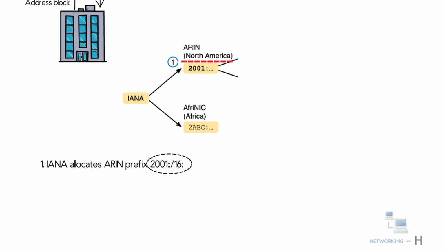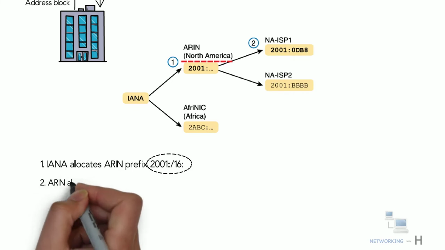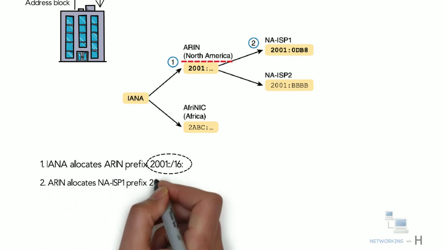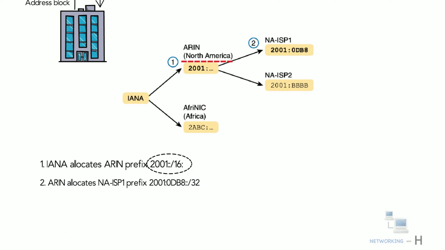Step 2. ARIN allocates North American ISP1 prefix 2001:0db8::/32. That is, North American ISP1, an imaginary ISP based in North America, asks ARIN for a new IPv6 prefix. ARIN takes a subset of its 2001::/16 prefix, specifically all addresses that begin with 32 bits, that is 8 hex digits, 2001:0db8, and allocates it to the ISP.